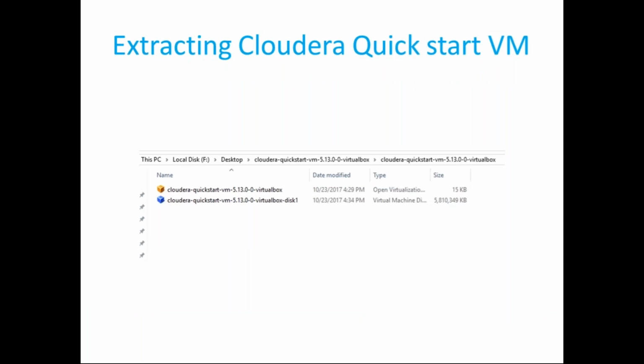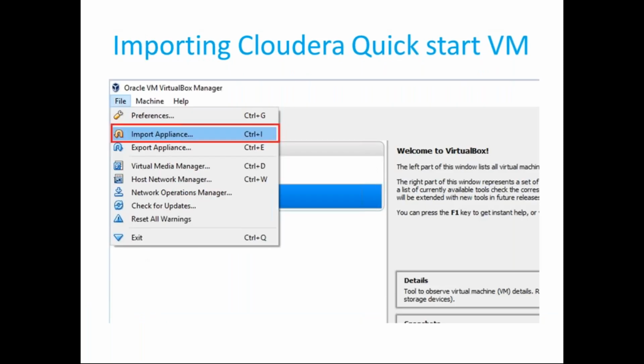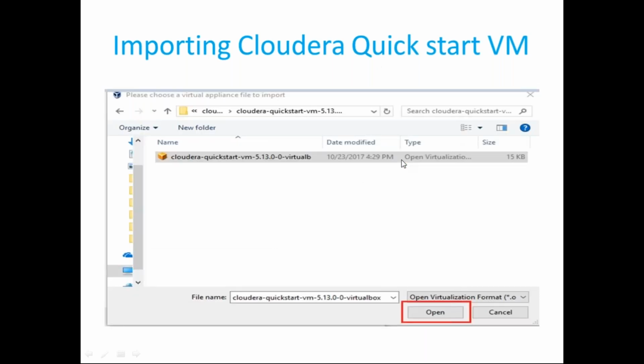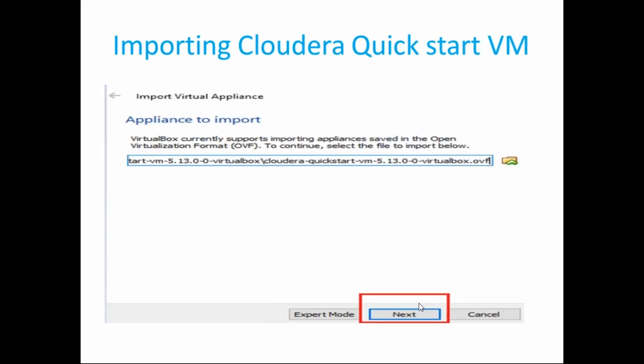So now we have seen how to download and how to extract Cloudera Quick Start VM. Let's try to import this Cloudera Quick Start VM into VirtualBox. For that, open VirtualBox, click on File, click on Import Appliance. Then in the next page, click on this button, go to the place where you extracted your Cloudera file, select it, click on Open again. Then click on the next button.